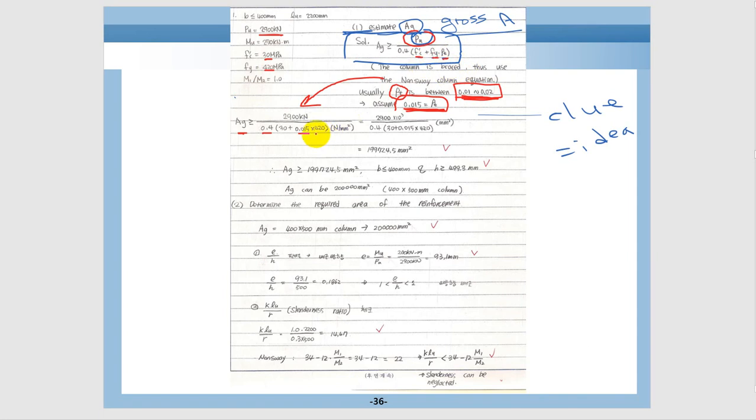And FY is 420, and this is FC. So FC, FY, rho T, and we got everything.